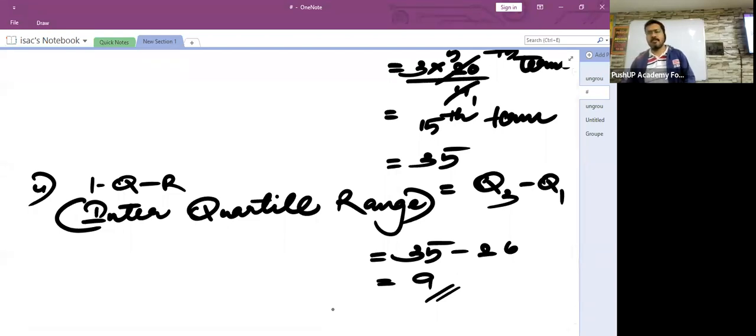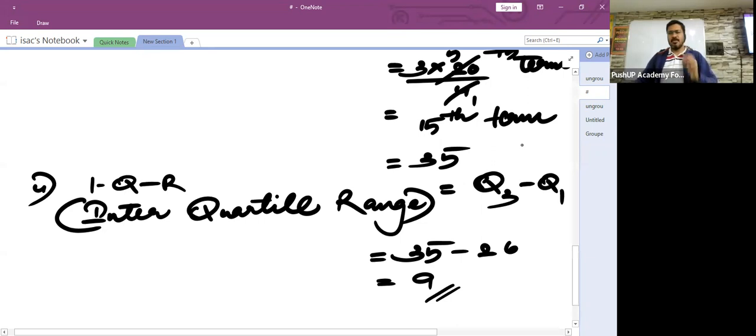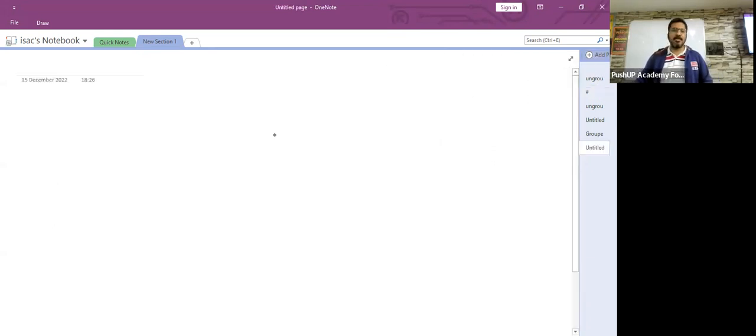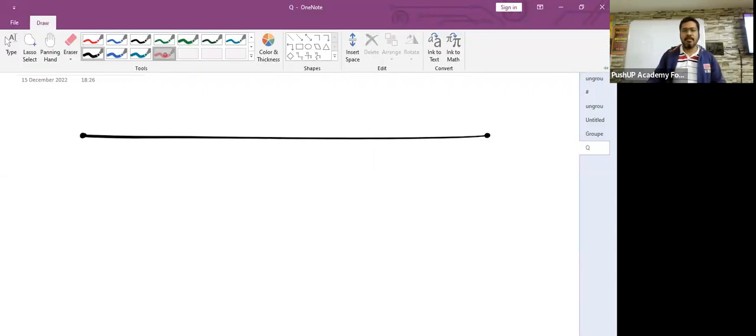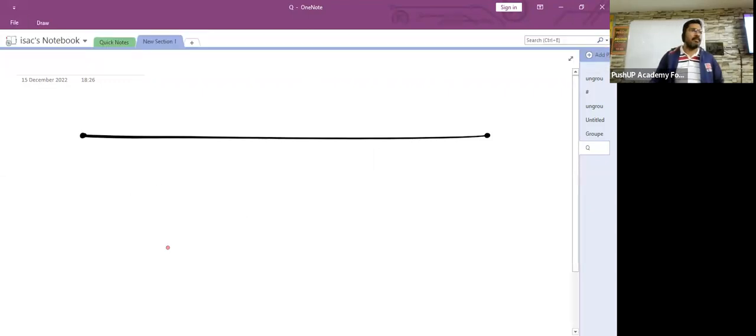Now, children, some students always have this curiosity to know why this formula n plus 1 by 4, why this formula 3 into n plus 1 by 4? I'll give you a very practical demonstration related to it. It will take only 2 to 3 minutes. This is not the appropriate way of teaching you, but just to give you clarity so that you never forget the formula, I'm giving you this demonstration. Imagine, children, I have a number line.